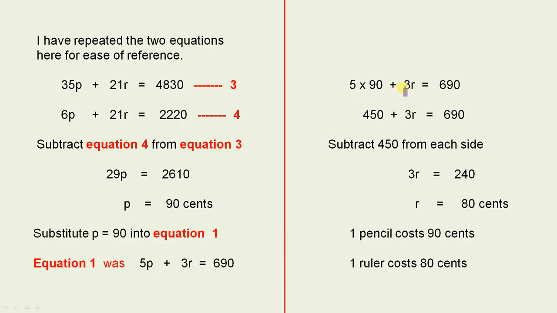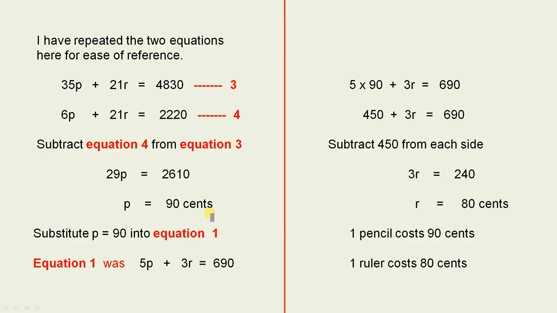5 times 90 plus 3r equals 690. 450 plus 3r equals 690. Subtract 450 from each side, that's just solving the simple equation. So it gives us 3r equals 240, because 690 minus 450 is 240. So r must be 80 cents, because 3 times 80 is 240.